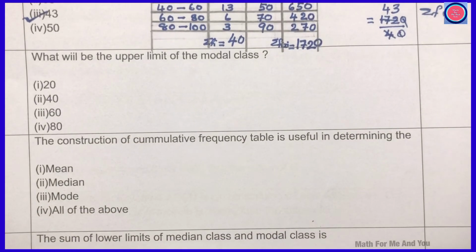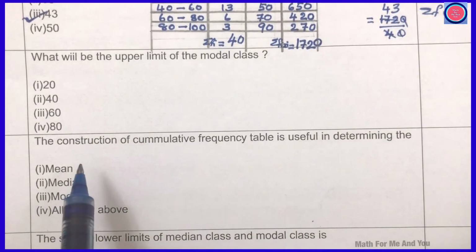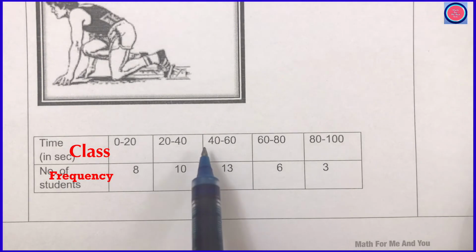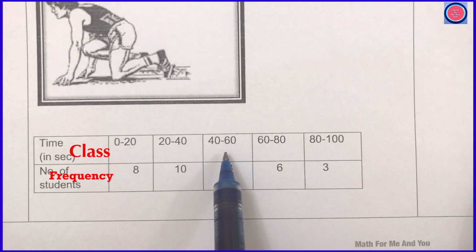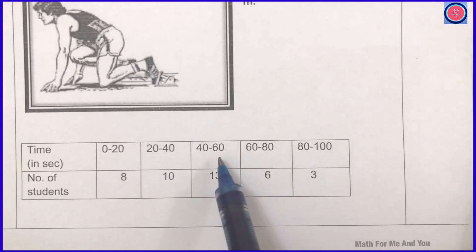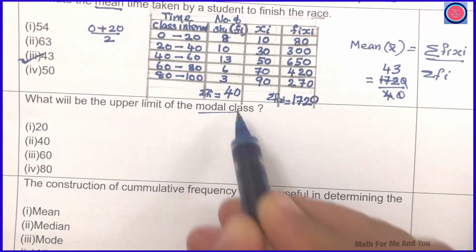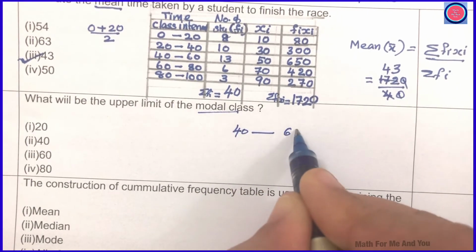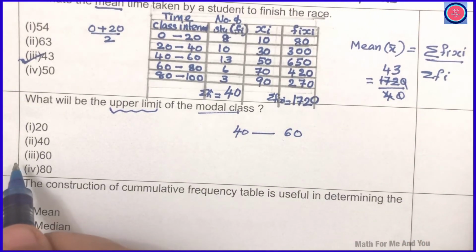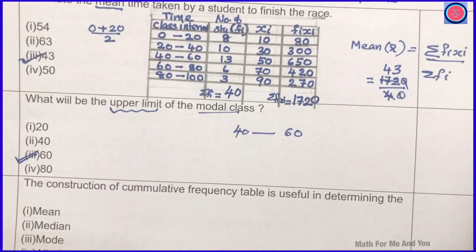Next question. What will be the upper limit of the modal class? Now you can see the table with the class and frequency. Here we will look at which is the highest frequency. That will be the modal class. See, 13 is the highest frequency. So the class is 40 to 60. This is the highest frequency class, or modal class. And what do we need? Upper limit, highest number. What is it? 60. So which option? Option 3 is the correct option.